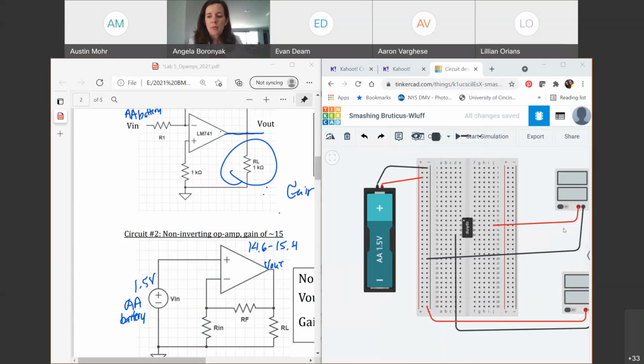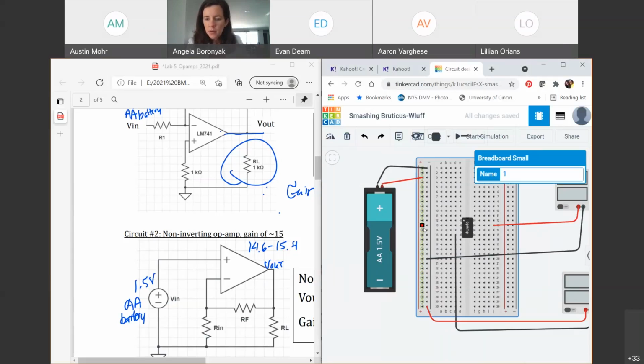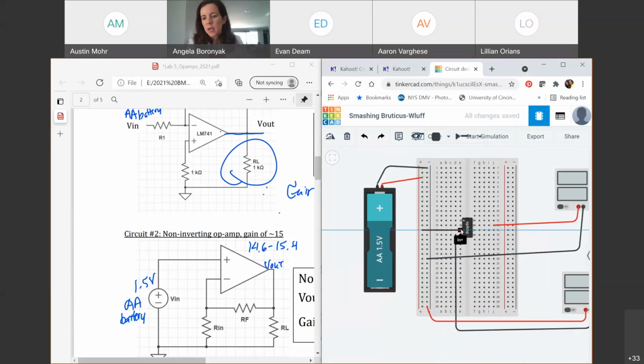The positive power rail. Yeah, the positive power rail has my positive 1.5 volts. This was my VN source compared to ground. So I want my positive power rail to go to where? My non-inverting input. So anywhere in my positive power rail, I'm going to just click to make a wire. And here's my non-inverting input. So anywhere in that row.